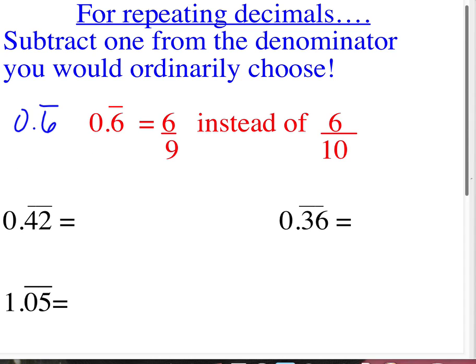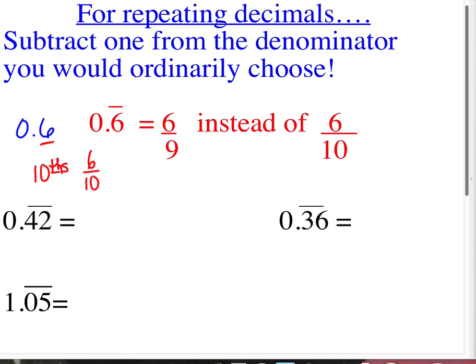So there it is. And if we want to write this as a fraction, the trick is to subtract 1 away from the denominator that you would ordinarily choose if it wasn't a repeating decimal. So if this was just 0.6, and we were going to write that as a fraction, I would ask you, what place value is the 6 in? You would tell me it's in the tenths place. So you would tell me 6 over 10 if it wasn't a repeating decimal.